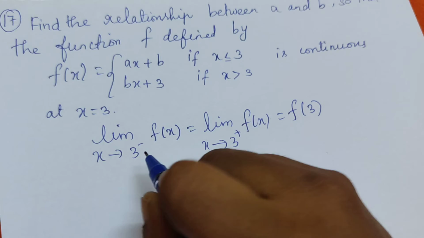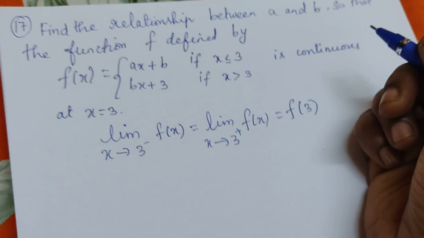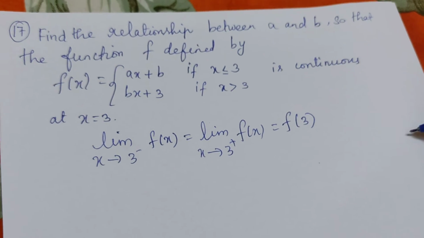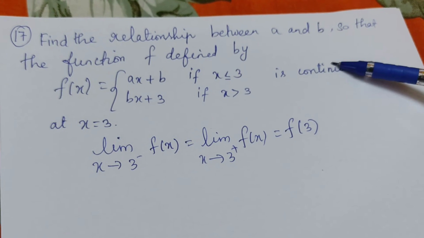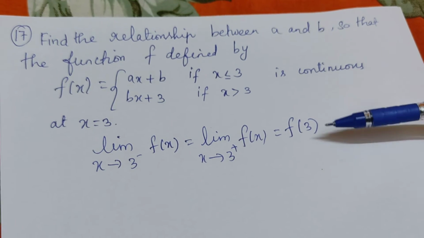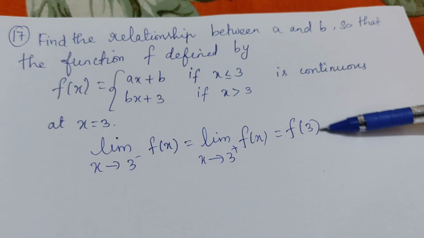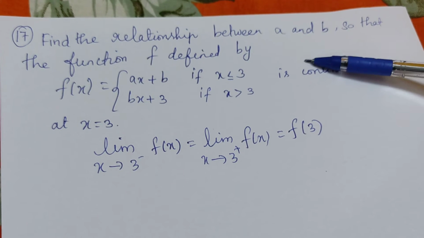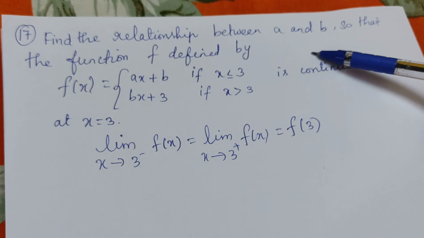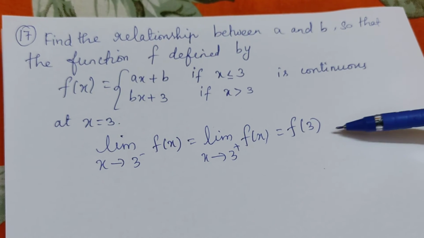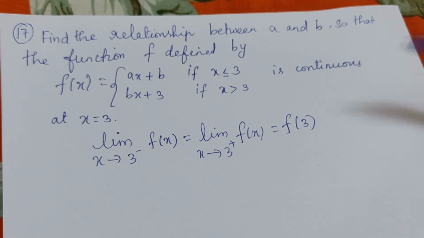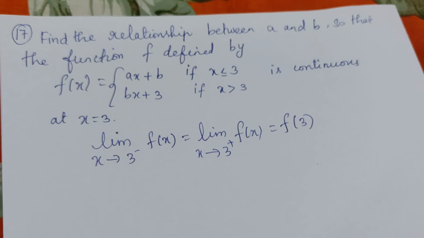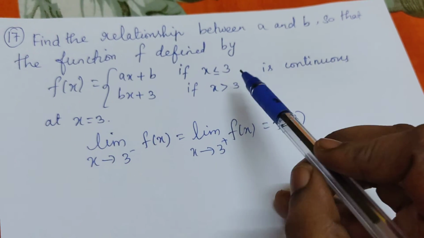When the left hand limit and right hand limit equal the functional value, we can say the function is continuous. Here they are asking us to assume the function is continuous at x equal to 3, and if so, what is the relationship between a and b? Now we will calculate the functional value.